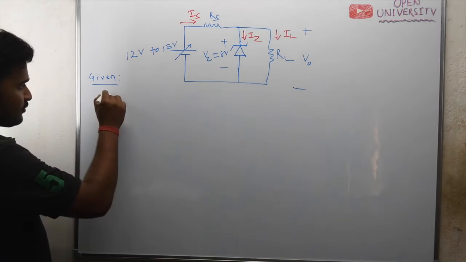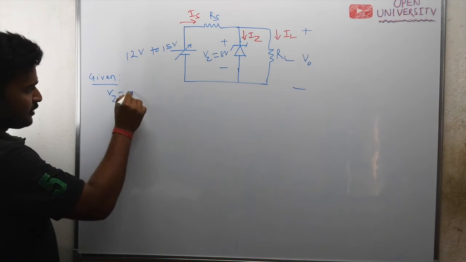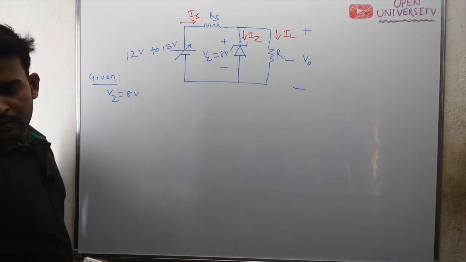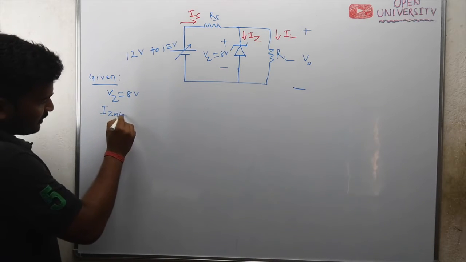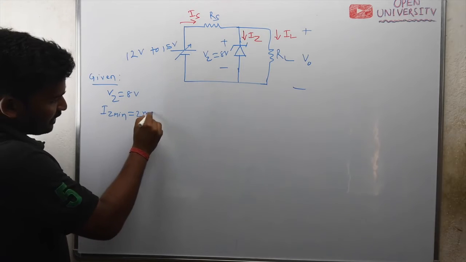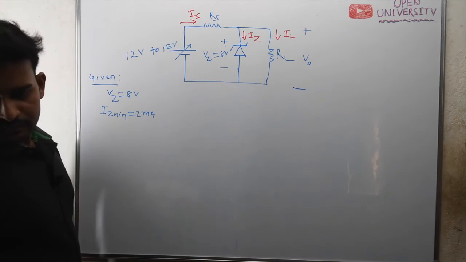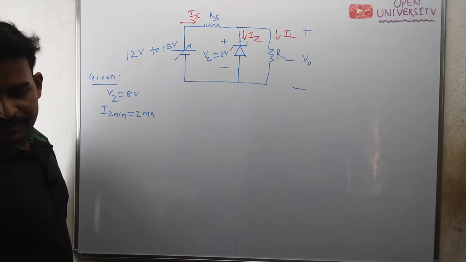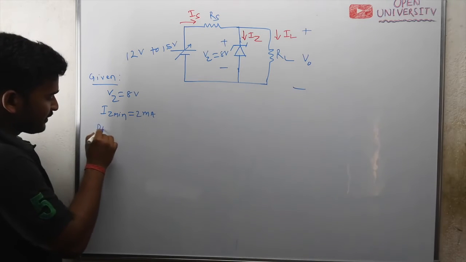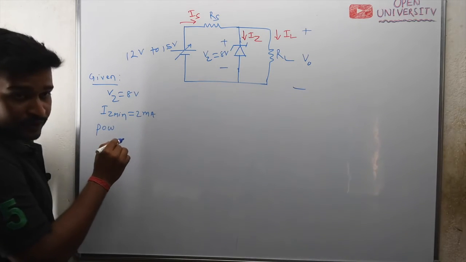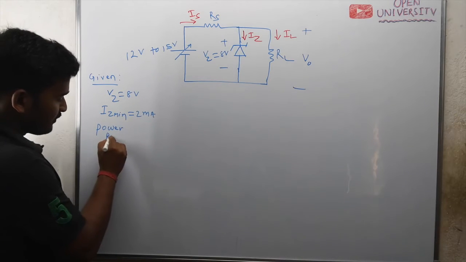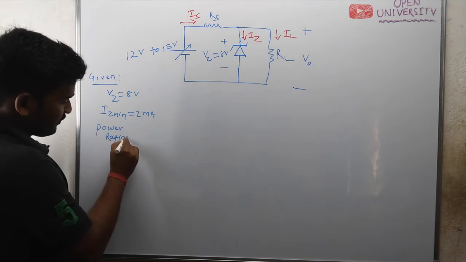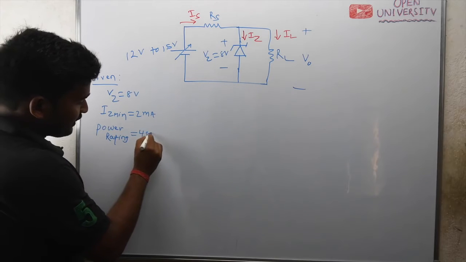Zener diode has breakdown voltage VZ of 8 volt. Knee current is 2 milliampere. Maximum allowed dissipation, that is nothing but the power rating, is given as 480 milliwatt.